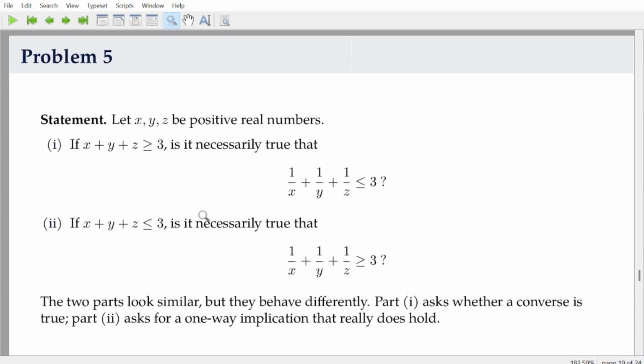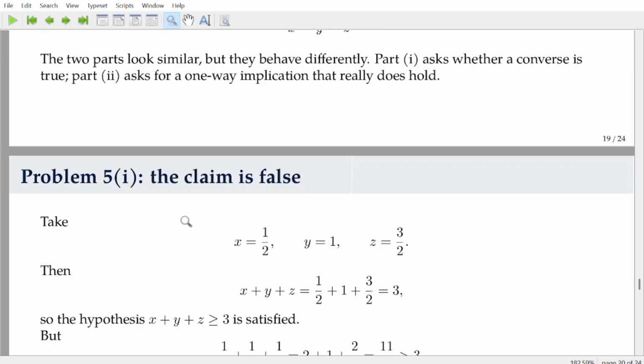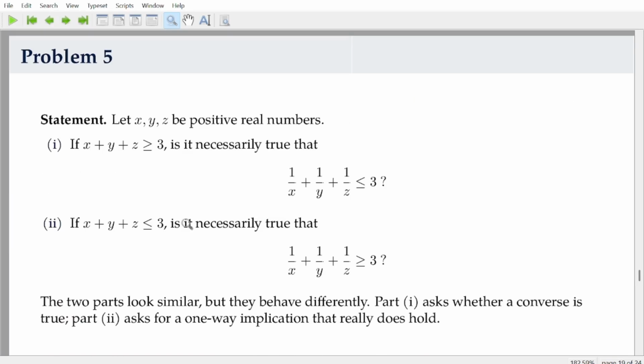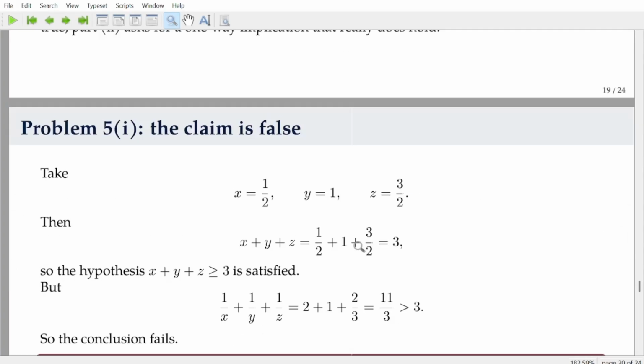Well, it's quite easy to show that the first one is false, right? In order to disprove a statement for all values of x, y, and z, because we know that x, y, and z are positive real numbers, what we have here is a universal statement. So we're saying that for any choice of x, y, and z, as long as they sum to something greater than or equal to 3, this statement is true, right? So that's like a conjecture. In order to disprove that, we can just find a counterexample, right?